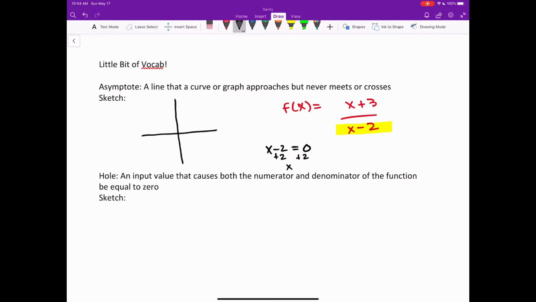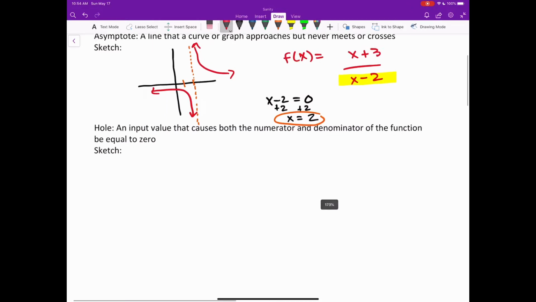We're just solving for x. In this case, the value x equals 2 makes the denominator 0, and that can't happen, right? So I know that I would have a vertical asymptote at x equals 2. So there would be a vertical line. Here's x equals 1, here's x equals 2. Here's my vertical line, my asymptote at x equals 2, and maybe my function looks something like this. We're just sketching these rational functions out. An asymptote is a line that a curve or graph gets really, really close to, but it's never going to meet or cross, all right?